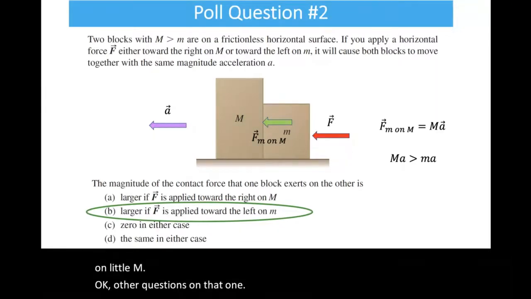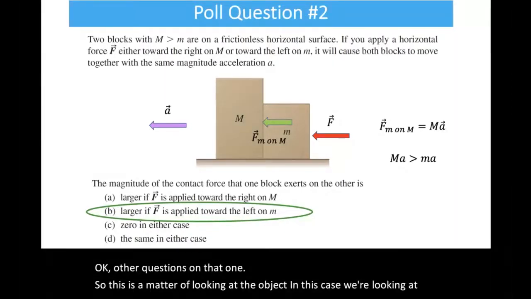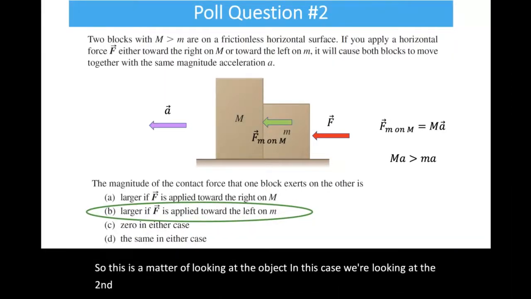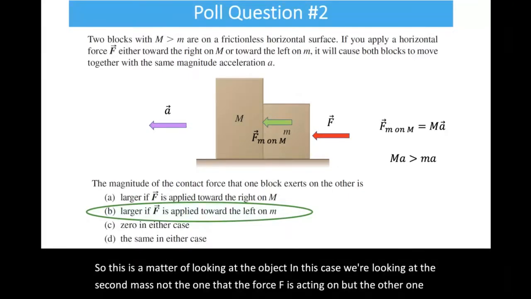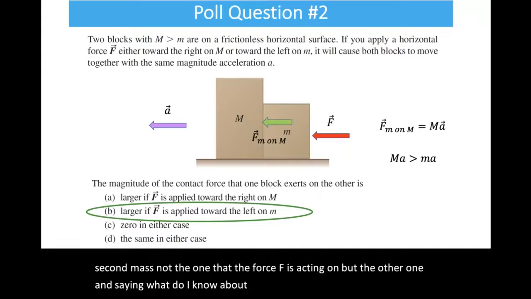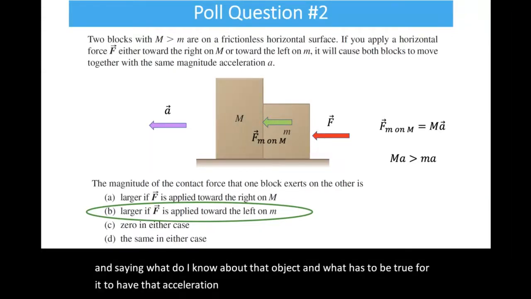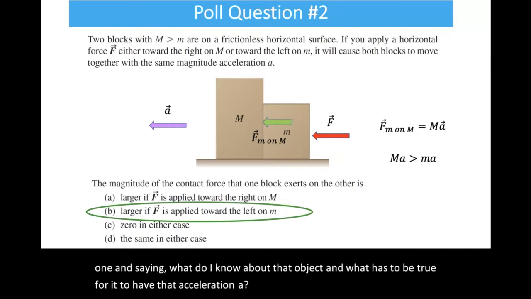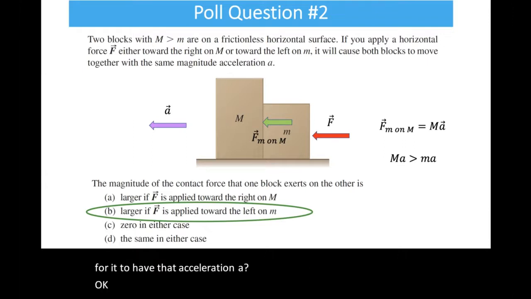So this is a matter of looking at the object. In this case, we're looking at the second mass, not the one that the force F is acting on, but the other one, and saying, what do I know about that object and what has to be true for it to have that acceleration A? Okay, so we're going to move on now.